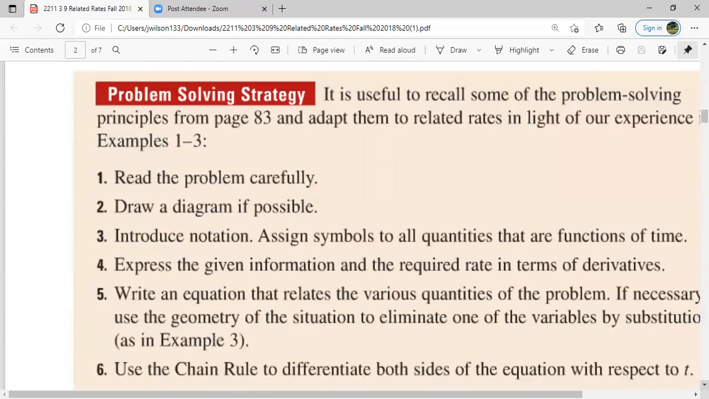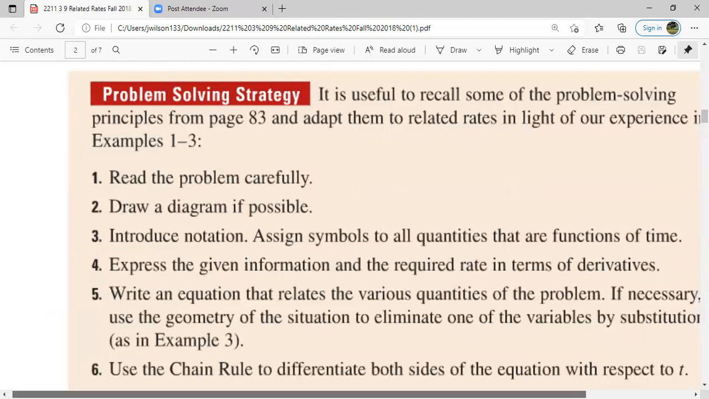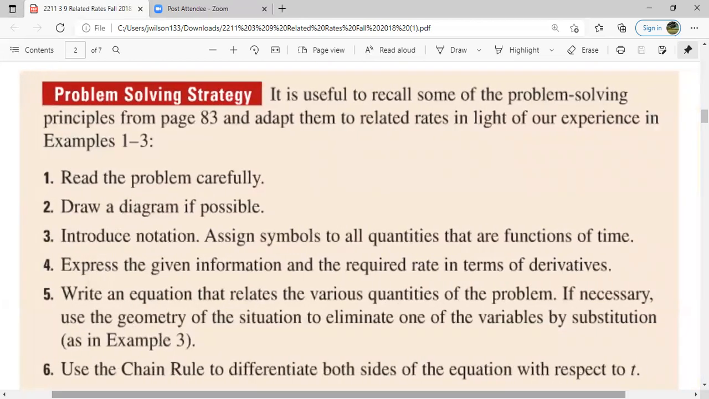Okay, so when you're doing a related rates problem, the problem solving strategy, it's useful to recall some of the problem solving principles from page 83 in the textbook, and adapt them to related rates in light of our experiences in examples 1 through 3. I forgot what example that was. Let's just look at this list of strategies.